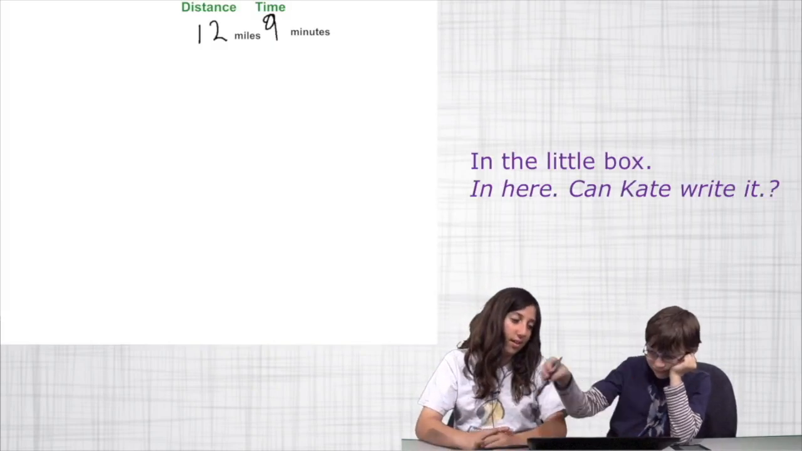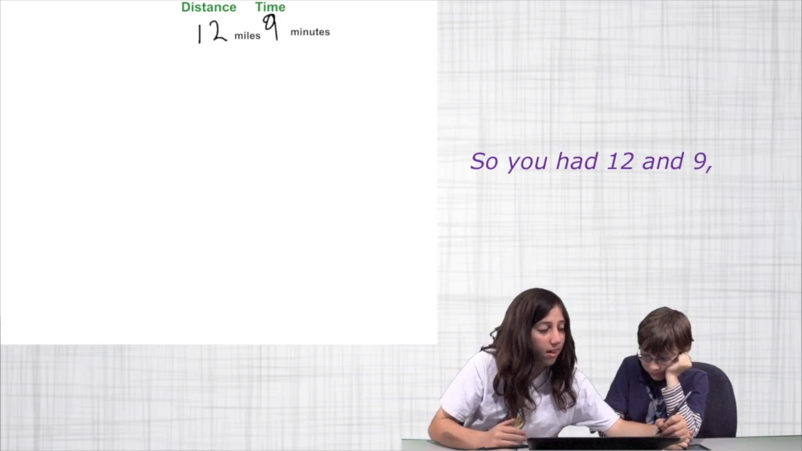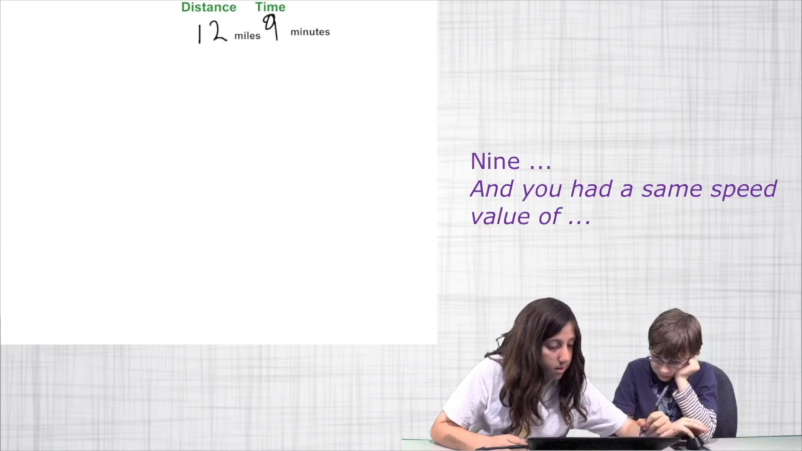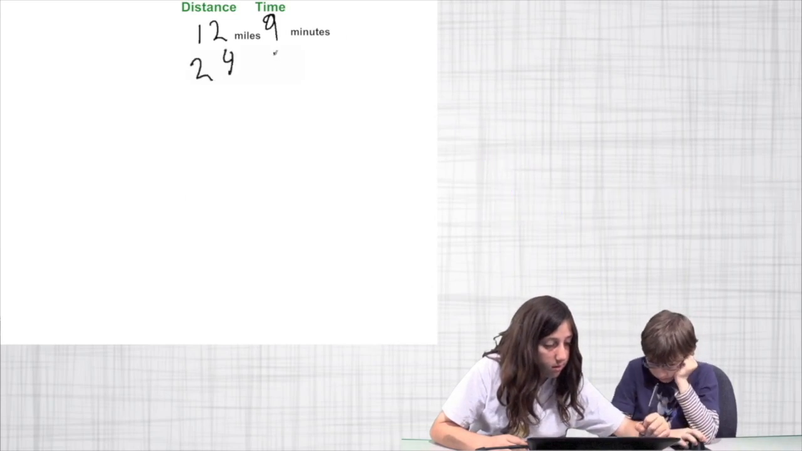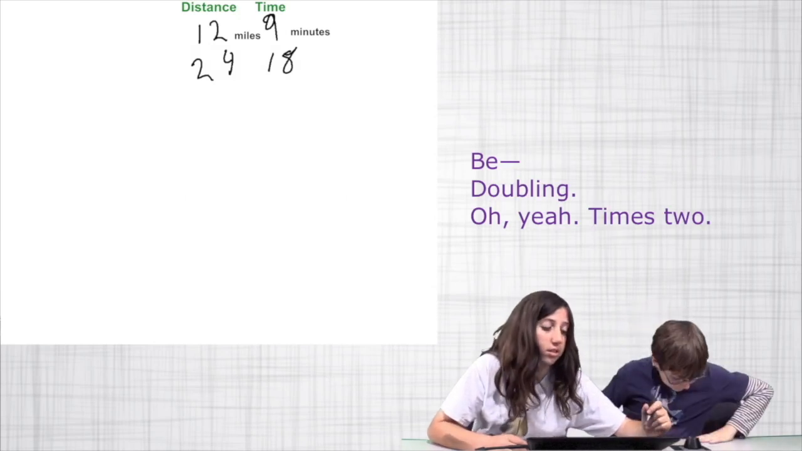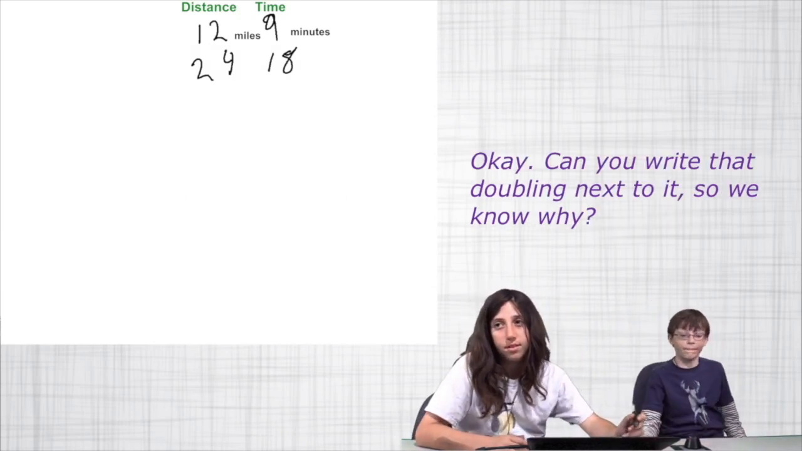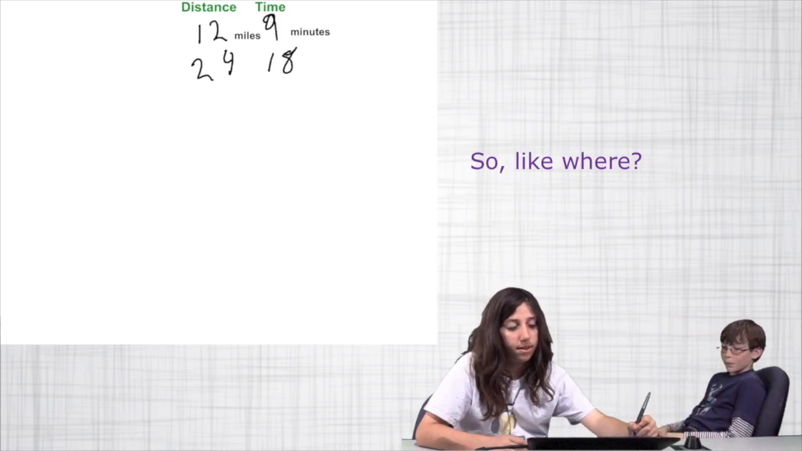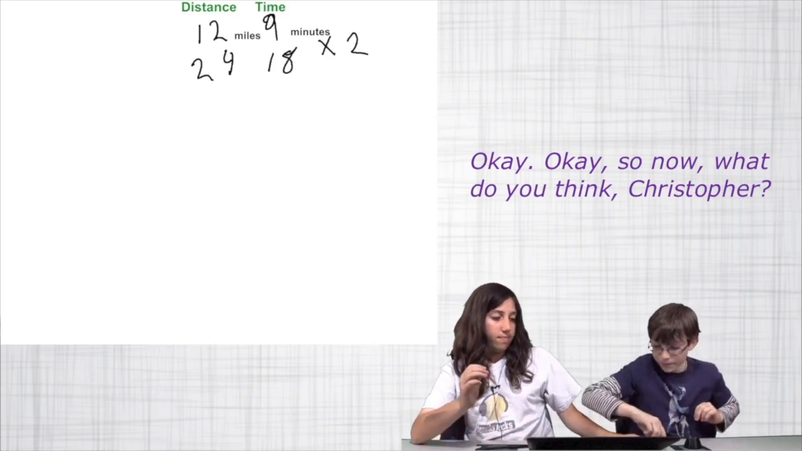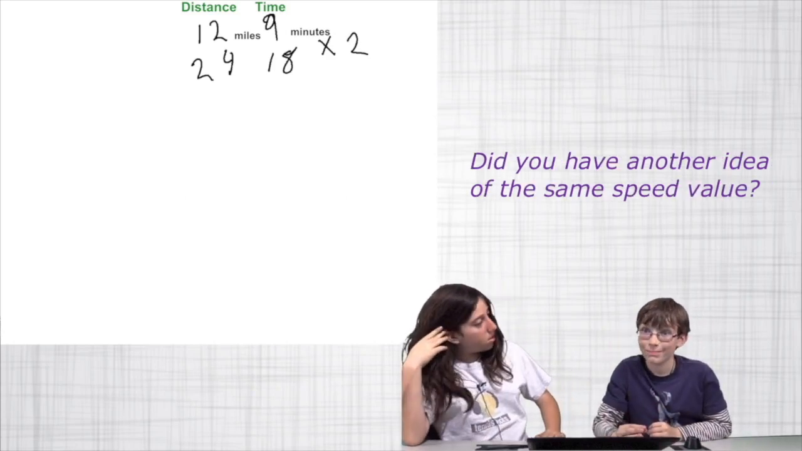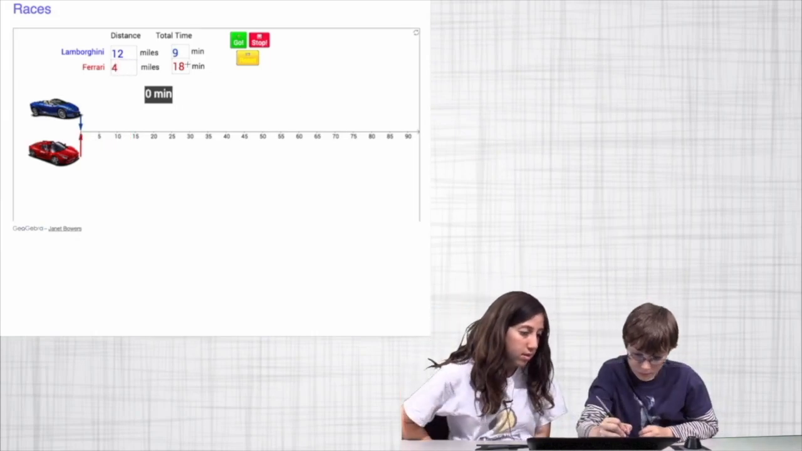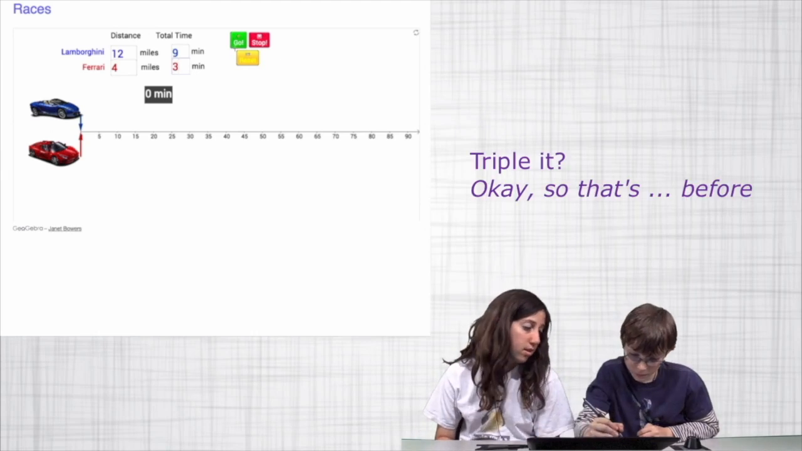Can Kate write it in the little box here? So you had 12 and 9, and then you had a same speed value of 24 and 18. And what was your reason why that worked? Doubling, times 2. Okay. Can you write that doubling next to it so we know why? Sure, that's great. Okay, so now, what do you think, Christopher? Did you have another idea of the same speed value? Tripling?